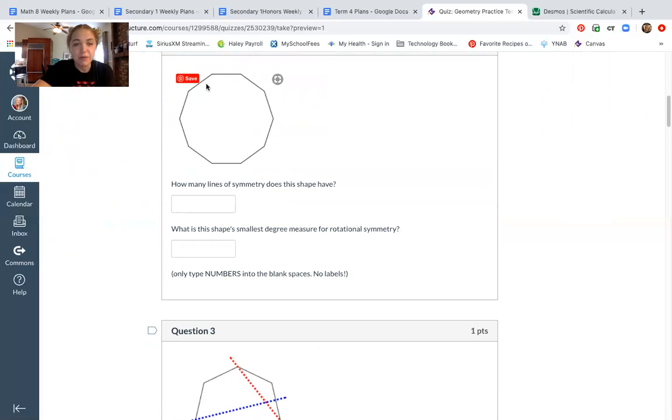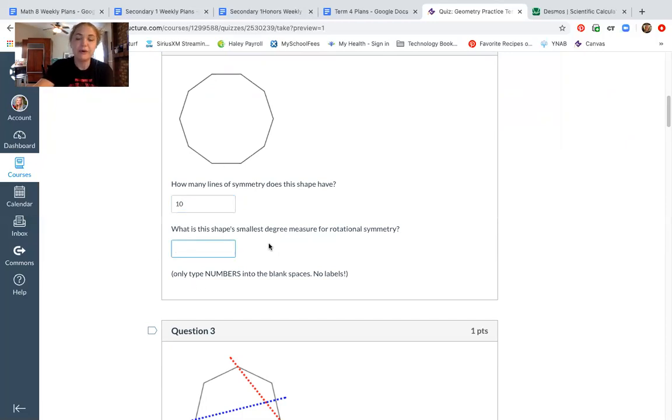Okay, then the second question, how many lines of symmetry does it have? Well, this figure had 1, 2, 3, 4, 5, 6, 7, 8, 9, 10 sides, and we said that the number of lines of symmetry matches the sides of the shape. So if there were 10 lines of symmetry, or excuse me, if there were 10 sides on this figure, then there would be 10 lines of symmetry.